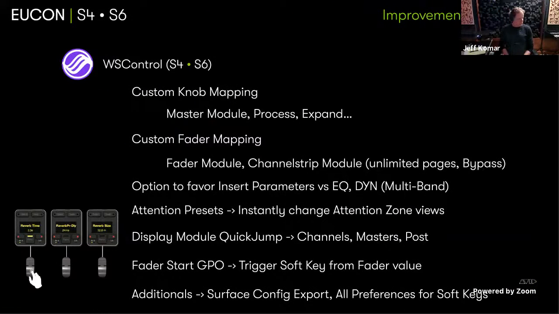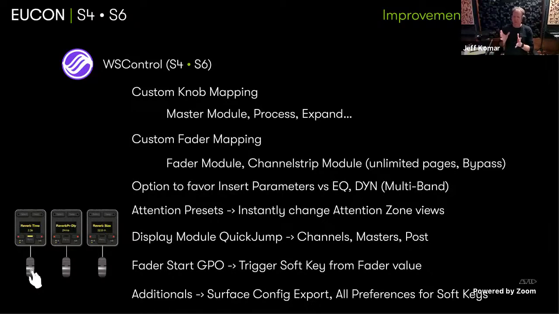So we're going to head towards taking a look at Surface, and we're going to start with EUCON specifically for S4, S6, 2021.6, and there are some very significant improvements here. Super excited to show you. We don't have a lot of time, but I'm going to really focus on, as Tony said, the number one requested feature for our Surfaces for S4, S6, which was for users to be able to do custom mapping of knobs and faders, and that's something that we're happy to now show has been implemented.